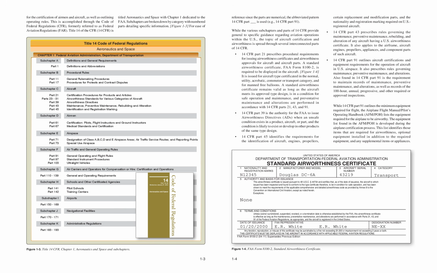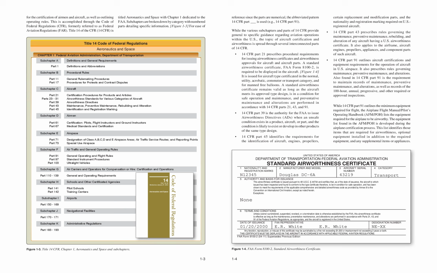Title 14 Code of Federal Regulations. Aeronautics and Space. Chapter 1 Federal Aviation Administration, Department of Transportation. Subchapter A. Definitions and General Requirements. Part 1. Definitions and Abbreviations. Subchapter B. Part 11. Part 17. Procedural Rules. General Rulemaking Procedures. Procedures for protests and contract disputes. Subchapter C. Aircraft. Part 21, Parts 23, 31, Part 39. Part 43. Part 45.